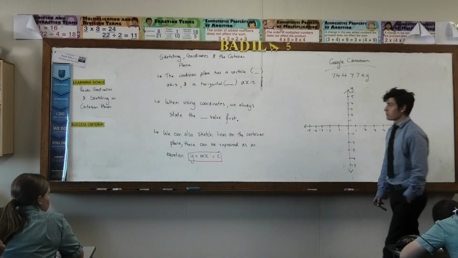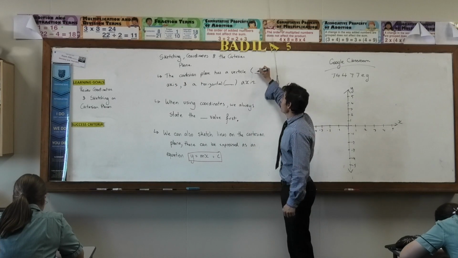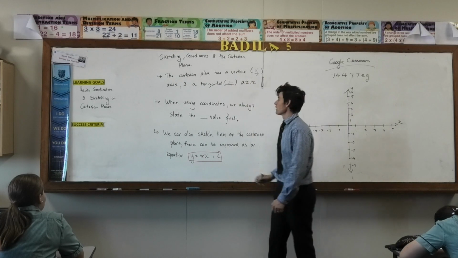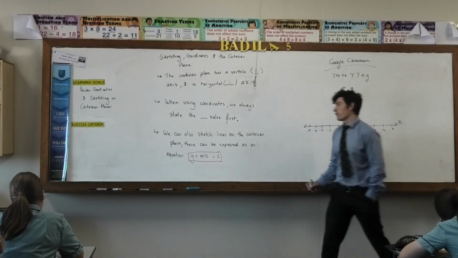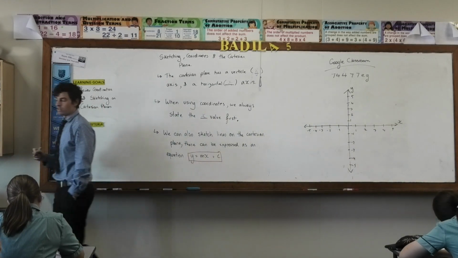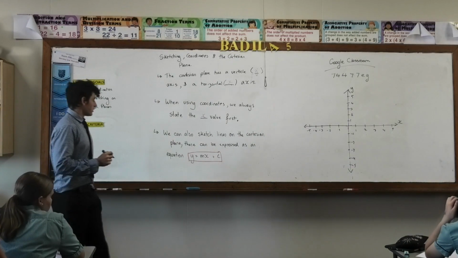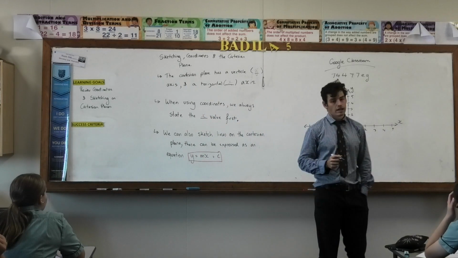So, Cartesian planes have a vertical axis, which we use what letter for? Y, and a horizontal axis, which is? X. Okay. When using coordinates, we always state the X value first. I didn't write we need to state the Y value second because I thought that was pretty obvious. Cool. We can also sketch lines on these Cartesian planes using y equals mx plus c.